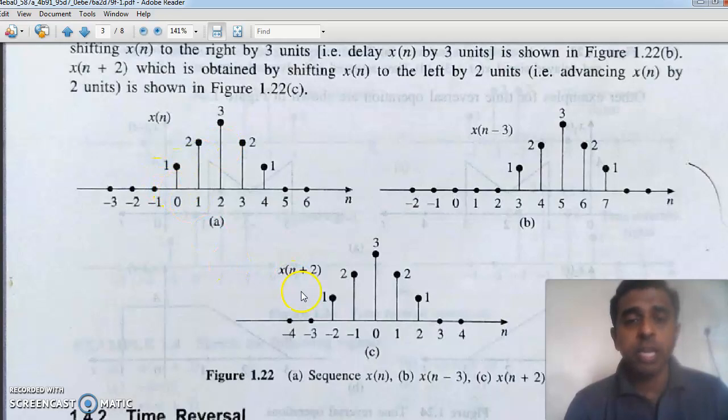Likewise, if I want to know x of n plus 2, then just put the argument equal to 0. That is n plus 2 is equal to 0, that is n is equal to minus 2. So the signal, rather than starting from n is equal to 0, starts at n is equal to minus 2. So this is the whole thing. Simply put the argument to 0 and find the starting point. If you get the starting point, it is very easy to plot the signal thereafter.